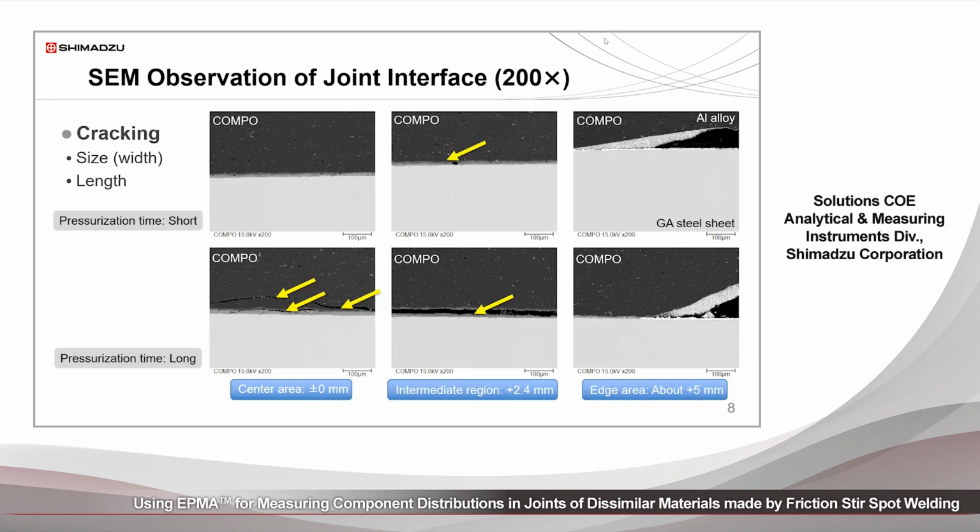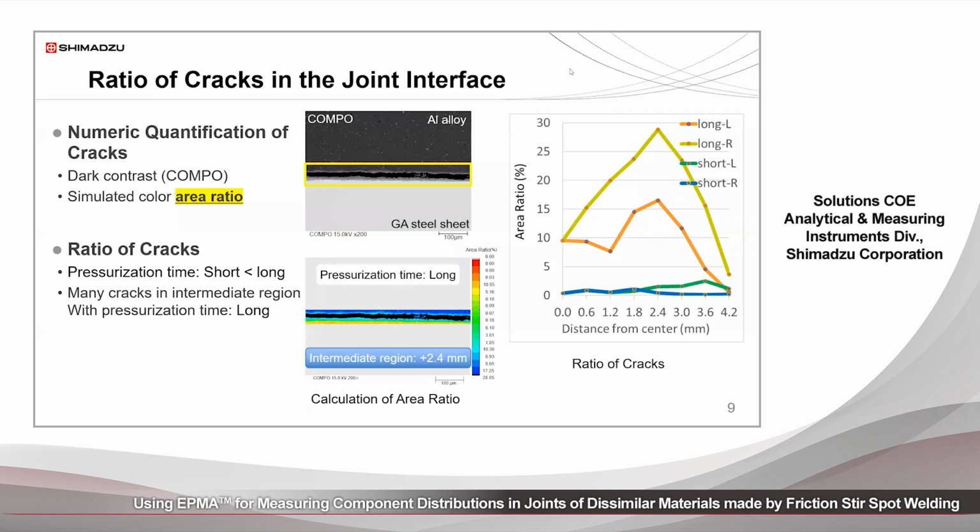Finally, there are more cracks near the intermediate region, or the severity of the cracks is significant in the intermediate region compared to the edge and the center area, especially for the long pressurization time. To parameterize the degree of cracking within the jointed interface, we did what was essentially a numeric quantification of cracks.